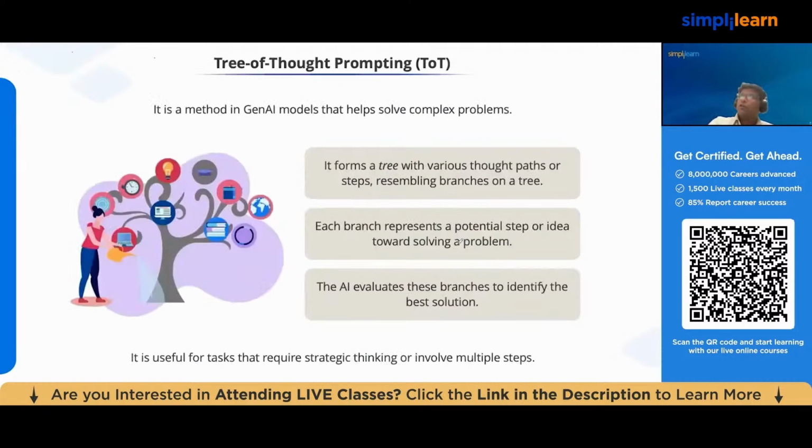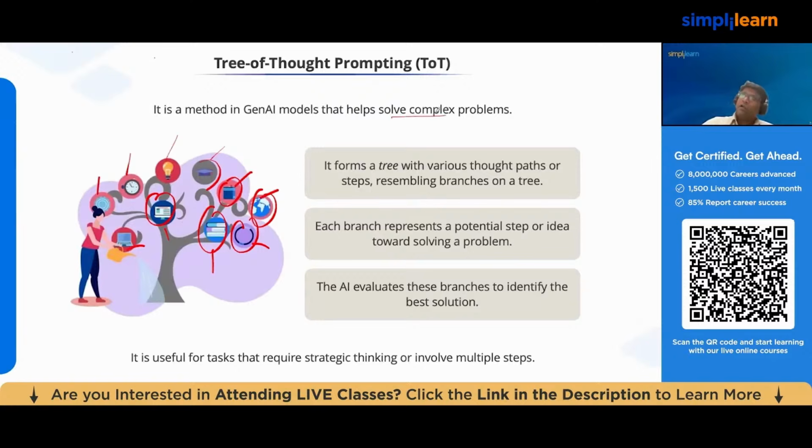So the last part is your tree of thought prompting. What it does is form a tree with various thoughts or paths or steps resembling the branches of a tree, right? So each part is basically a potential step or idea towards solving a problem. Okay, so all these steps can contribute to the problem solver, right? Then the AI evaluates these steps to see which one is the best solution, and it will try to give that best solution for you.